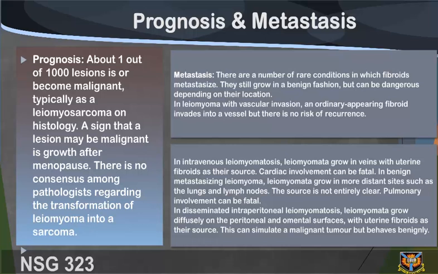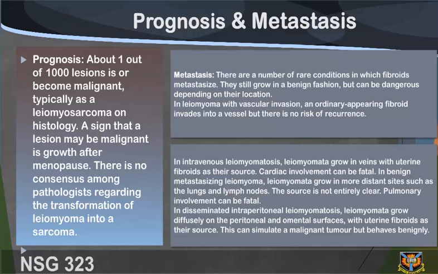Metastasis. There are a number of rare conditions in which fibroids metastasize. They still grow in a benign fashion, but can be dangerous depending on their location. In leiomyoma with vascular invasion, an ordinary appearing fibroid invades into a vessel, but there is no risk of recurrence. In intravenous leiomyomatosis, leiomyomata grow in veins with uterine fibroids as their source. Cardiac involvement can be fatal.